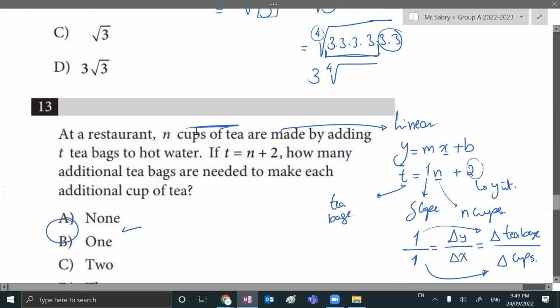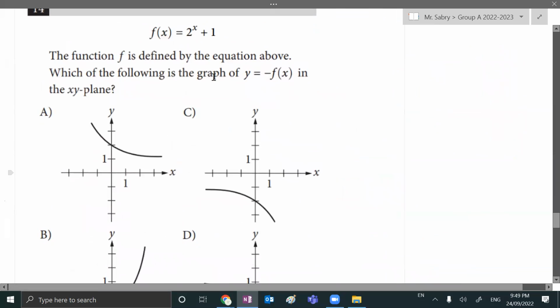Okay. This one tells me that the function f is defined by the equation above. This is the equation. Which of the following is the graph of negative f of x? When I make the whole function negative, when I multiply f entirely by negative, what does that do to it? First it flips it all over. It does a reflection across the x axis. Again, when I have a negative multiplied by the entire function, negative times f, that does a reflection across the x axis.